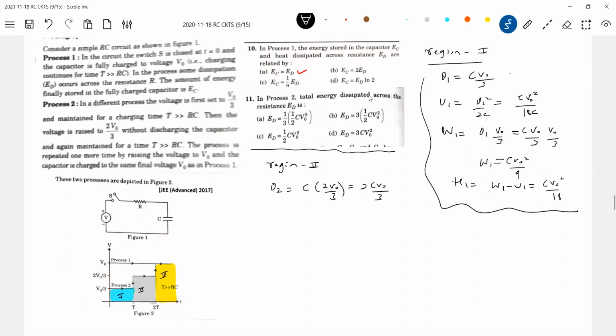What was the charge flown through the cell? Delta Q. Let me write it here. It should be Q2 minus Q1. I need not draw a circuit. This is the charge flown in region 2. So Q2 minus Q1: Q2 is 2CV naught by 3, minus Q1, so this will be CV naught by 3. What is the work done by the cell? W2 should be equal to delta Q into 2V naught by 3.